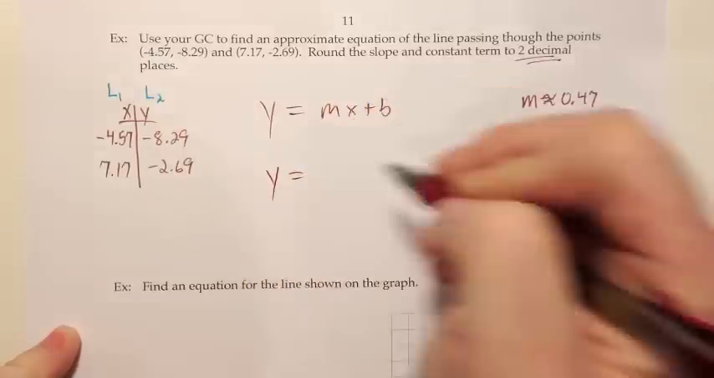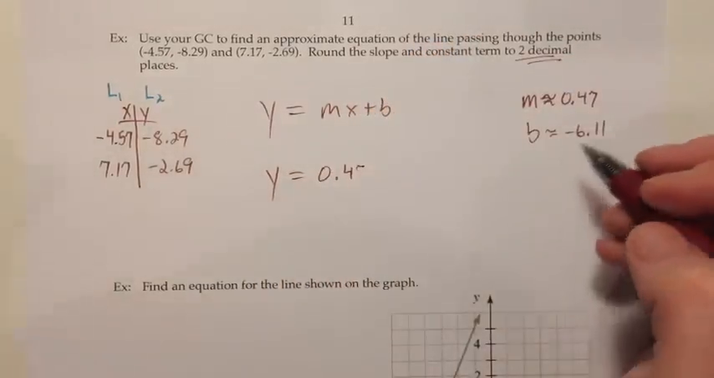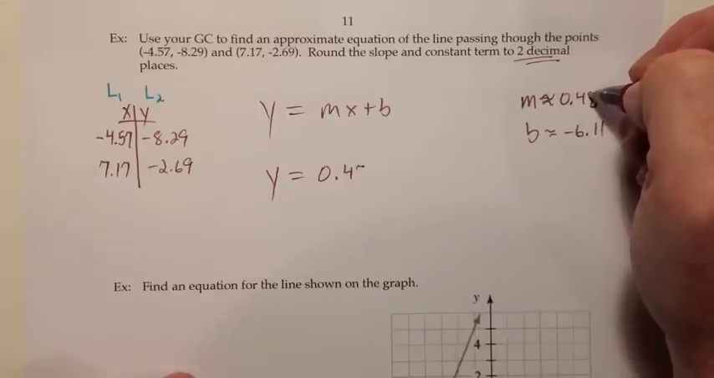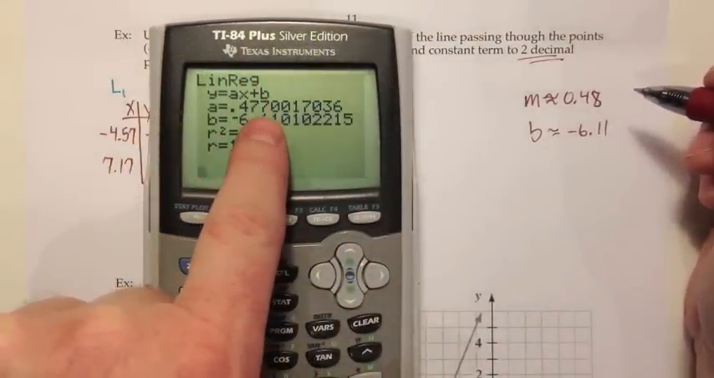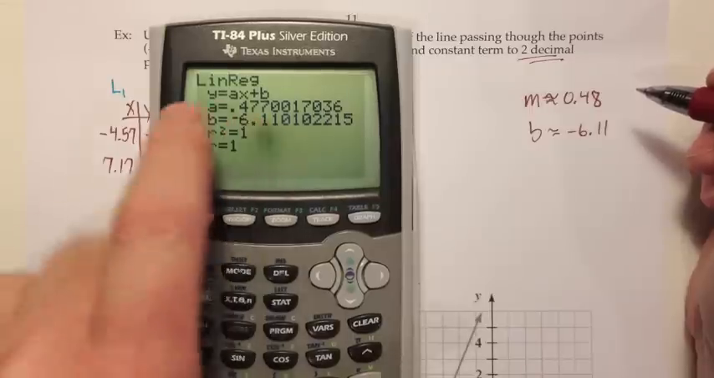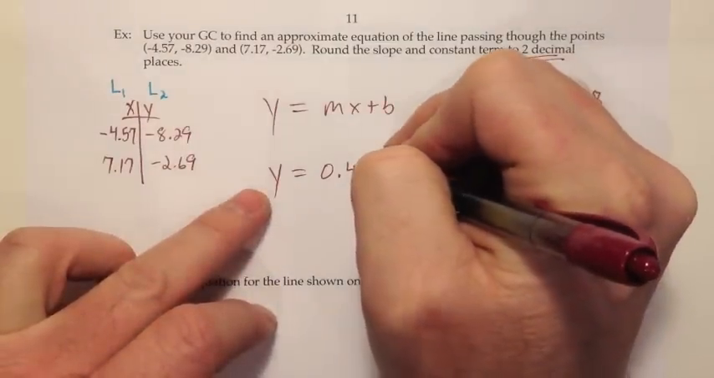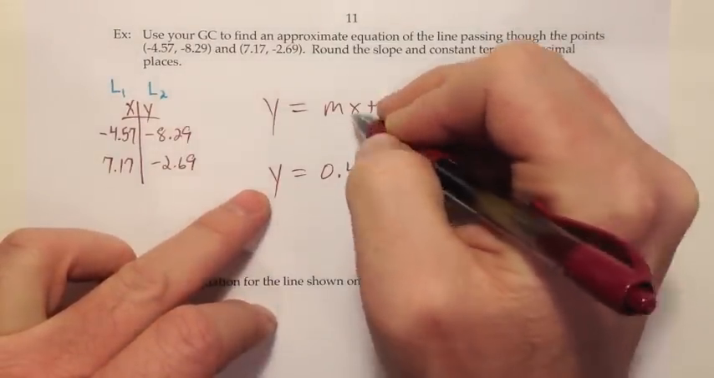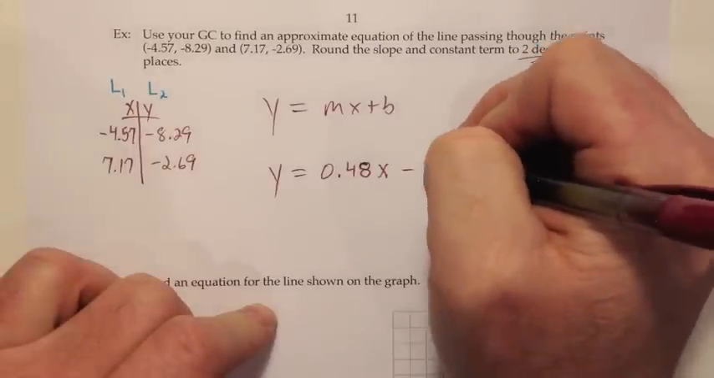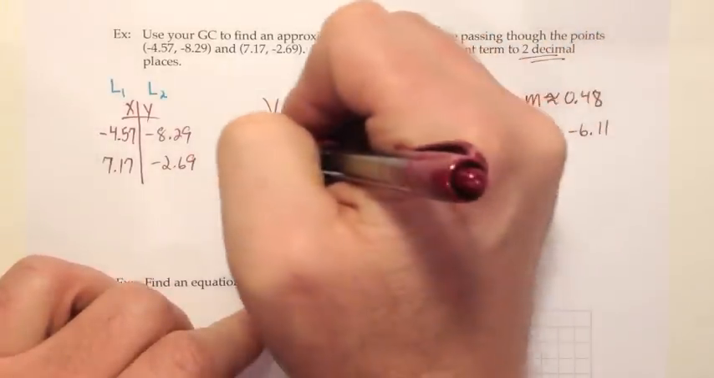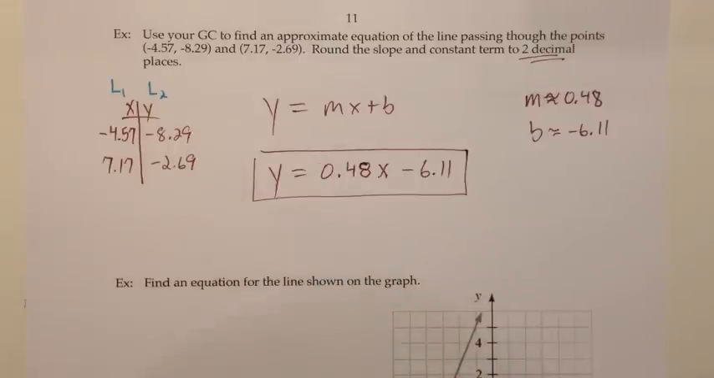So here we could say y is equal to 0.47. Sorry, that was supposed to have been an 8. My apologies. Let me just show you that one more time. That was 477, so that 7 is causing us to round that one up to an 8. So that would be y is equal to 0.48 times x, and then plus b, and again we're adding a negative, so I would just write that as -6.11. And that would be my equation. And that equation should go through both of those points.